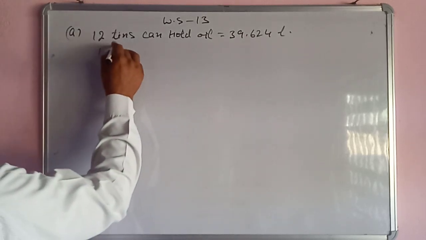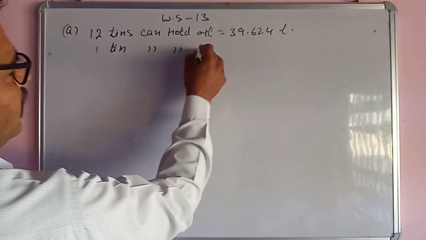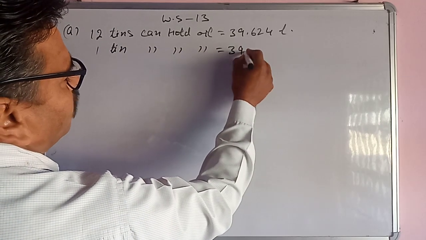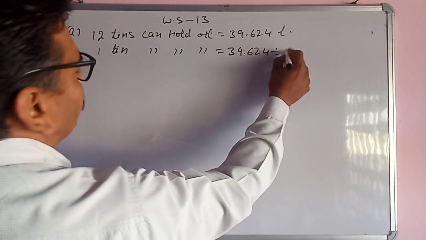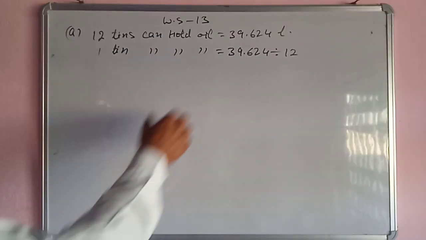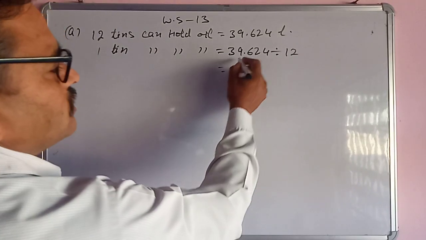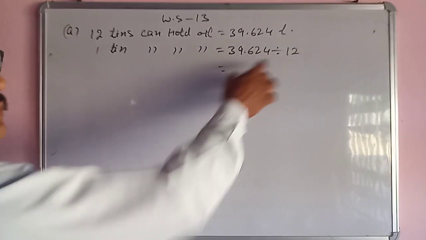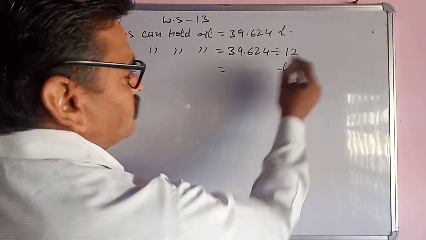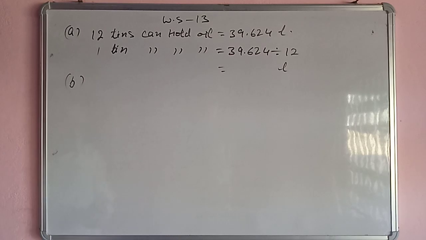So one tin can hold oil equal to 39.624 divided by 12. By dividing 39.624 by 12, we can get the answer. Next is the B part: the cost of 23 meter cloth is 608 rupees 35 paise. Find the cost of 1 meter cloth.